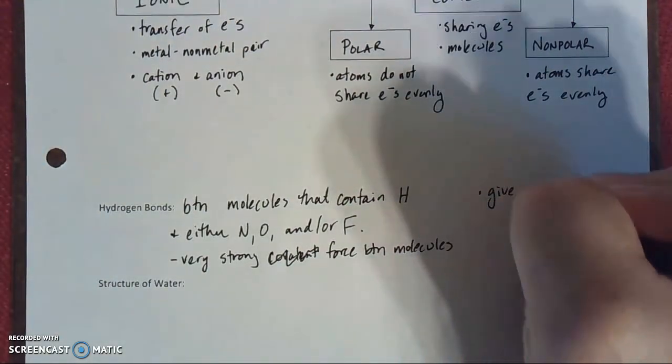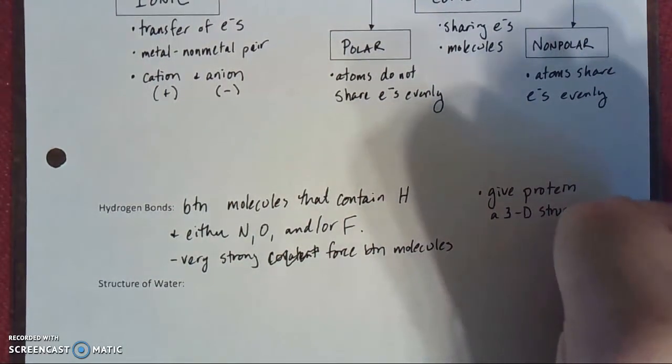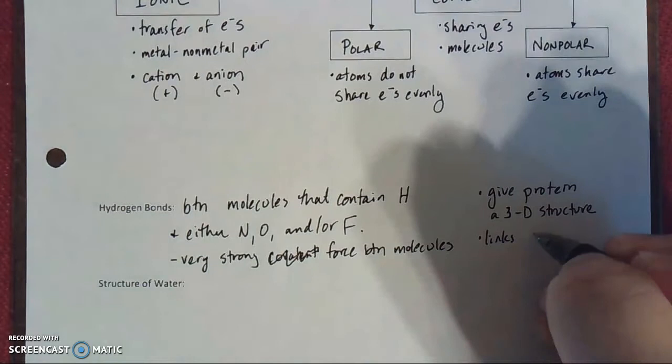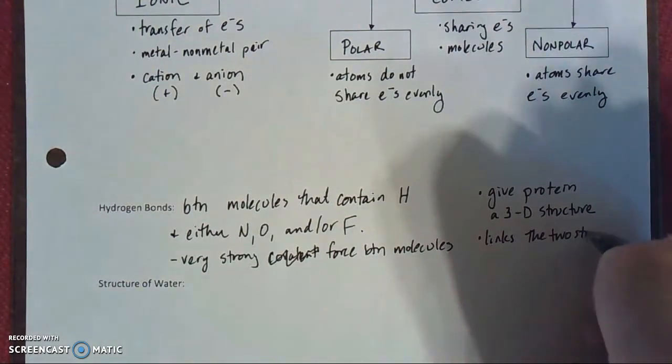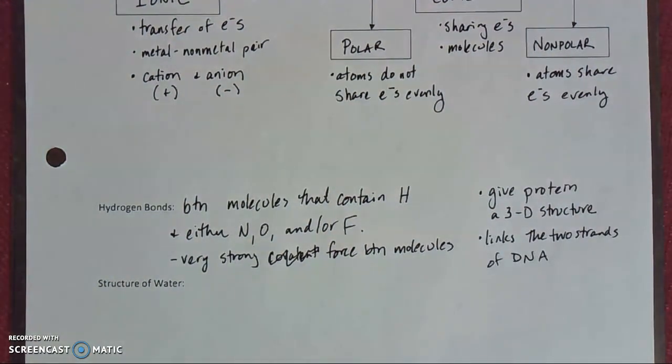These give protein a three-dimensional structure, and we'll talk about that later. This also links the two strands of DNA together. So if you remember where you had A and T and C and G, and we had the double helix, well, what holds A and T together are hydrogen bonds. They're strong enough to hold the DNA together, but we have enzymes that can actually break that molecule apart. So the next video is going to go over the structure of water. Water exhibits hydrogen bonds.